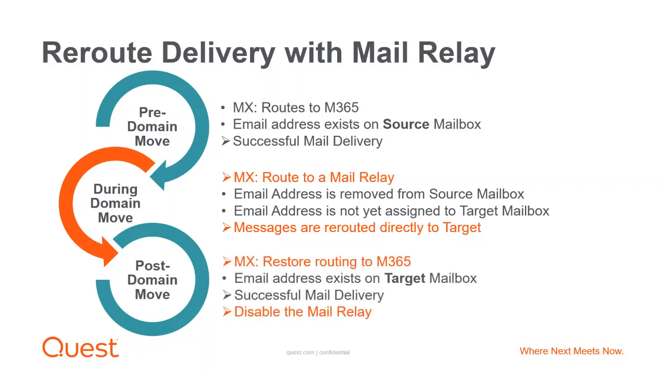Once you have confirmed that the domain has been successfully added to the target tenant and objects, then you can restore the original mail routing and disable the mail relay. Since messages sent during the domain move would have already been delivered real time, there are no queues or retries to be processed.